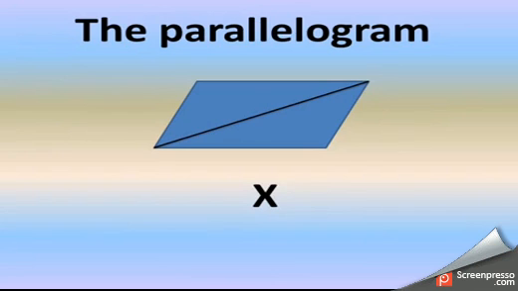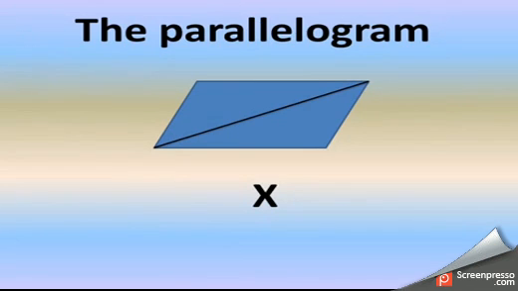The next figure, the parallelogram. Now, when I draw the diagonal of the parallelogram, can I consider the two triangles congruent, or does the diagonal convert the parallelogram into symmetrical parts? We will see now. When I fold this part over this part, they won't completely cover each other, so I can't consider the diagonal of the parallelogram as a line of symmetry.